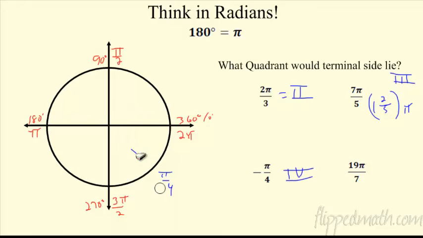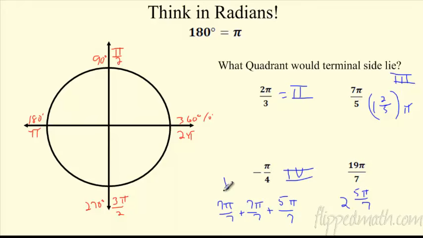So we've got this 19 pi over 7. Think about that. How many times does 7 go into 19? It goes in there twice, right? Twice would be 14 pi with 5 pi over 7 left over. So let's think about what is going on here. Maybe it's easier to think about it this way: 7 pi over 7 plus 7 pi over 7 plus what's left over, that's 14 pi, 5 pi. Maybe this shows it a little better.